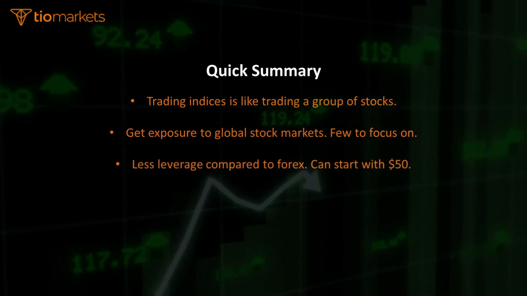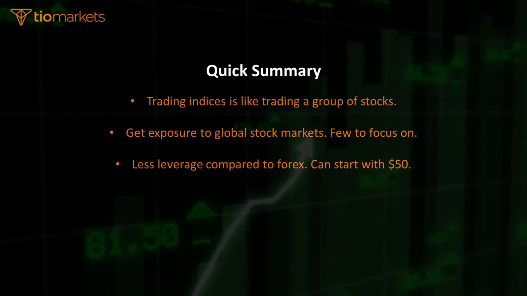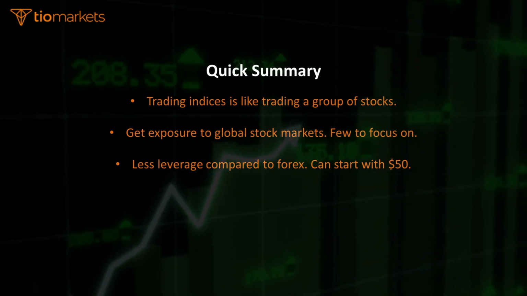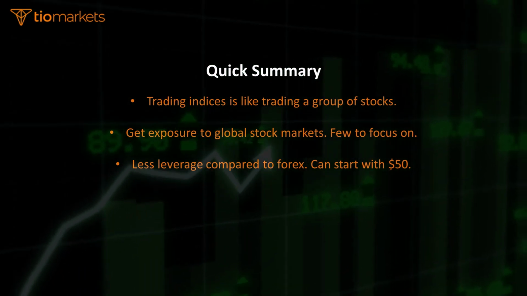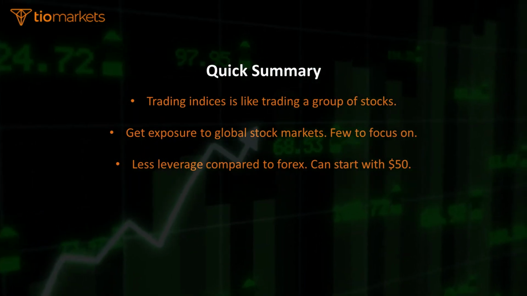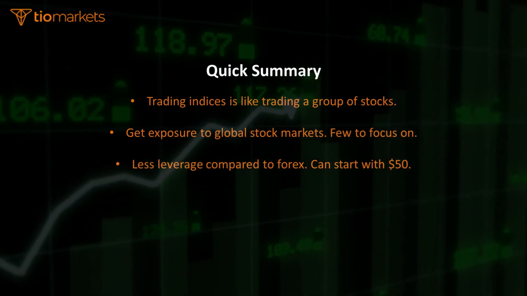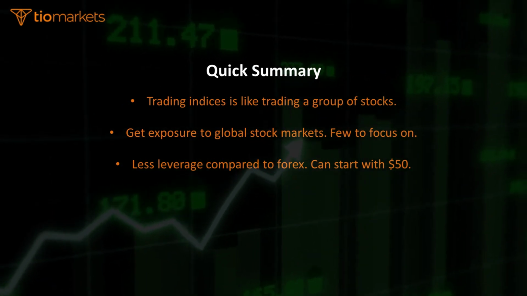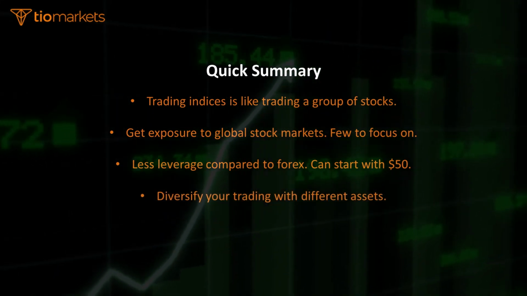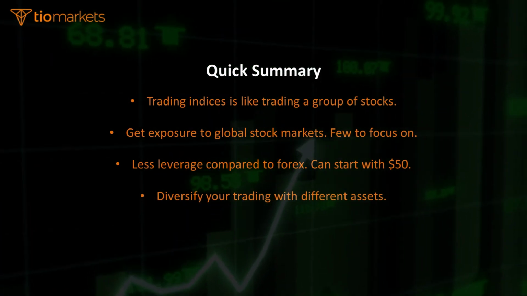There is usually less leverage available when trading indices than there is when trading Forex. This is not necessarily a negative thing, because trading with higher amounts of leverage can be risky. The good thing about trading indices with TIOmarkets is that you can get started with $50, and you need less than that to open a deal with the minimum trade size. You can trade indices to diversify your trading, or focus on them exclusively if you prefer.